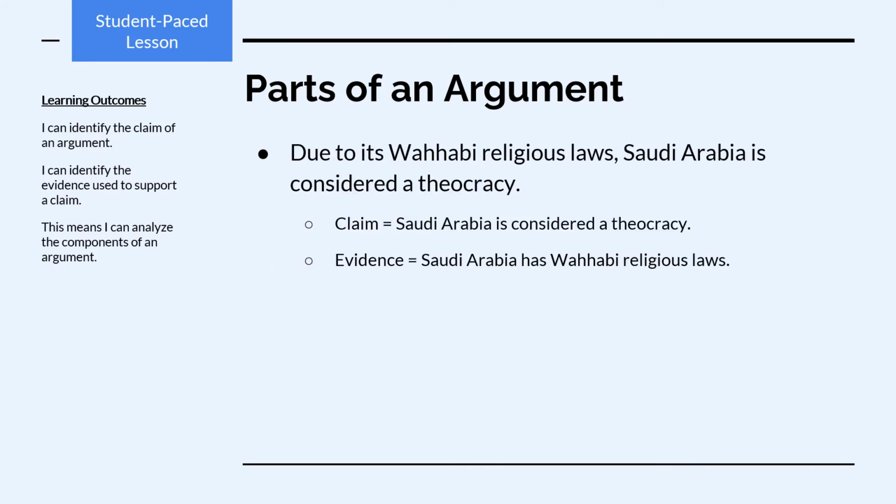For instance, this argument says, due to its Wahhabi religious laws, Saudi Arabia is considered a theocracy. Here, the claim actually comes second. The idea that Saudi Arabia is considered a theocracy is the idea that this statement is trying to prove. The evidence, the supporting idea, is the first statement, that Saudi Arabia has Wahhabi religious laws.